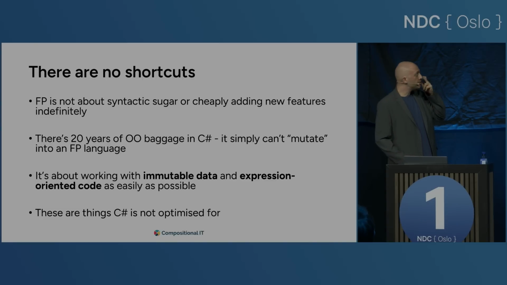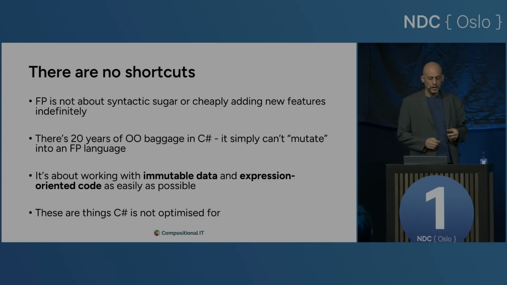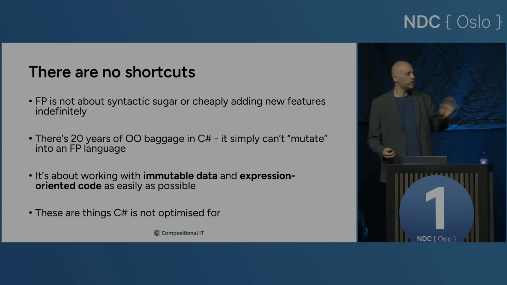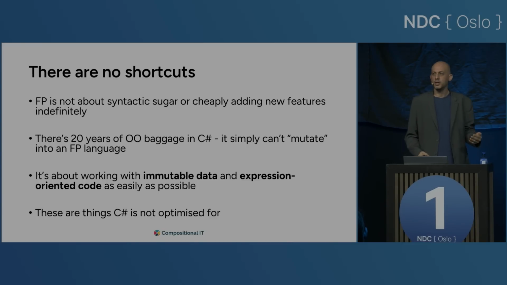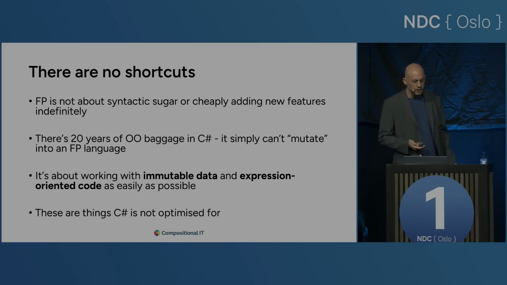So just to finish off the C# story here and functional programming, I would say there are no shortcuts. If you want to do functional programming, those things I've talked about, expressions and immutability, you can't skip them. You have to do them. Otherwise, you're building on unsafe foundations, and there's no point doing it.